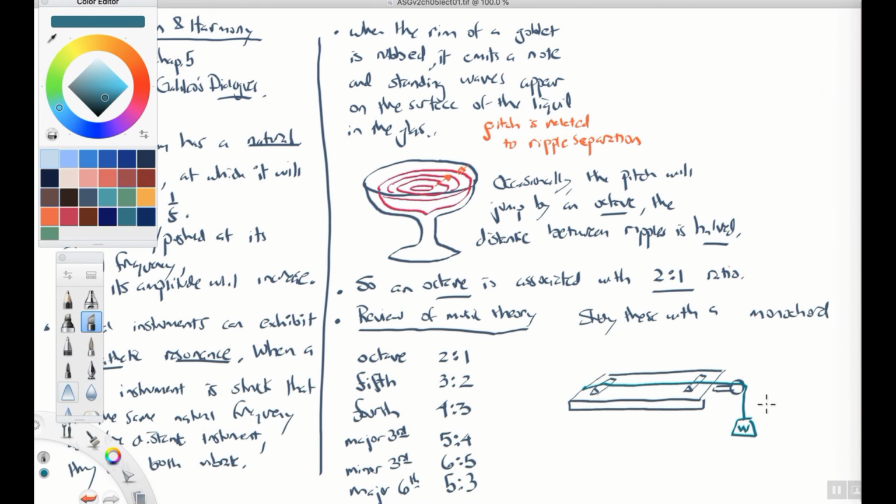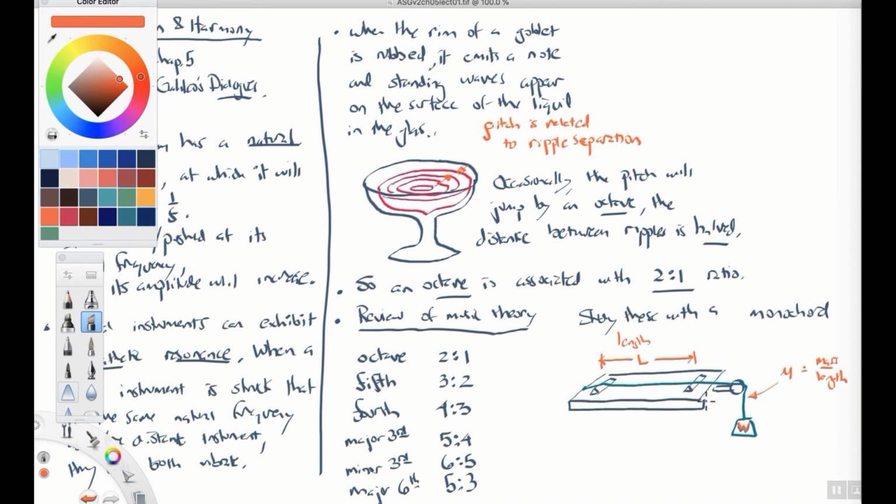Okay? And the length of this string, the distance from here to here, let's denote by L, the length of the string. And also, the weight is W, and the string is going to have some mass per unit length. We'll call that, with the Greek letter mu, mass per length. You know, a very thick string will have a high mass per length. A thin string will have a small mass per length. L is the length between these two.